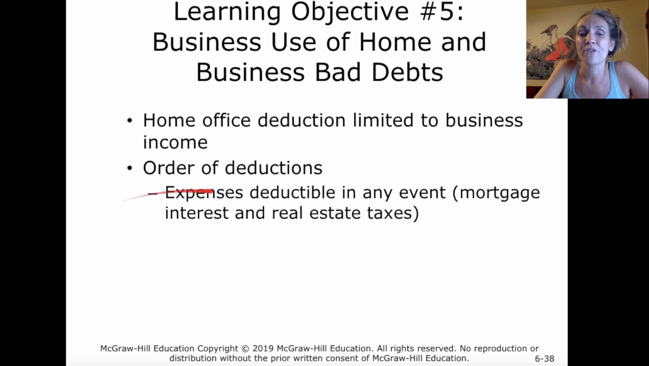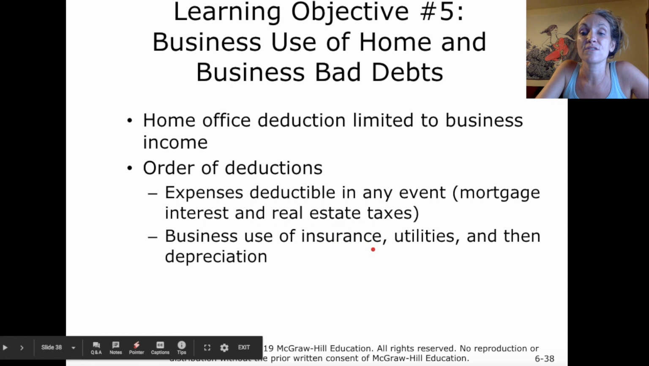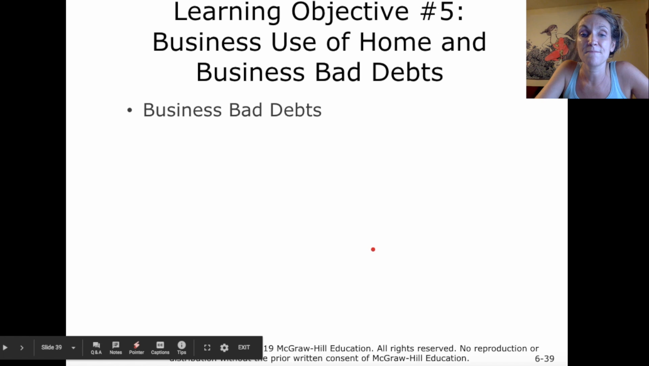So this is an ordering of deductions. Expenses that are deductible in any event, which are mortgage interest and real estate taxes, those are part of the itemized deductions. So you have to deduct the deductions that you could deduct anyways first, even though it's substantially harder to take the itemized deductions now. Then business use of insurance, utilities, and depreciation.